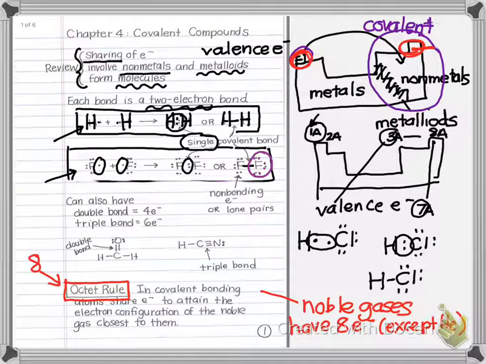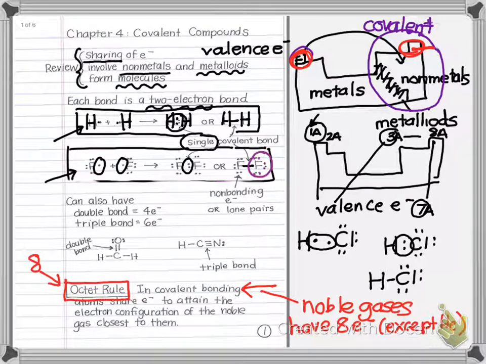So how does the Octet Rule apply for covalent bonds? You can read it here. It says, in covalent bonding, atoms share electrons, their valence electrons, to attain the electron configuration of the noble gas close to them. So what the Octet Rule in ionic bonding and covalent bonding is saying is that atoms are most stable when, and I act like they're people and they're not, the outside of their outer shells have 8 valence electrons like the noble gases. So in other words, their valence shell, their outer shell, is full. And that makes them most stable.